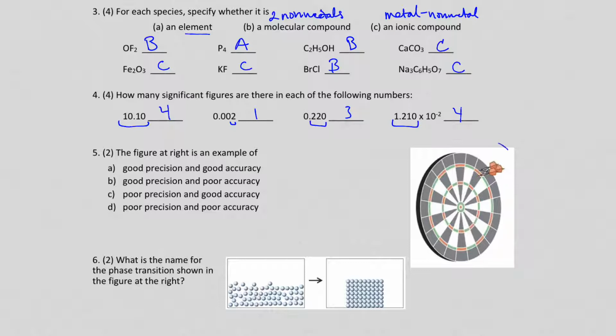Looking at this dartboard over here, remember that precision is when all of our measurements are really close together, and accuracy is when they're really close to the correct value, or correct spot on the dartboard. So all of our darts are really close together, but they're nowhere near the bullseye. So it is good precision, bad accuracy. Good precision, poor accuracy, B.